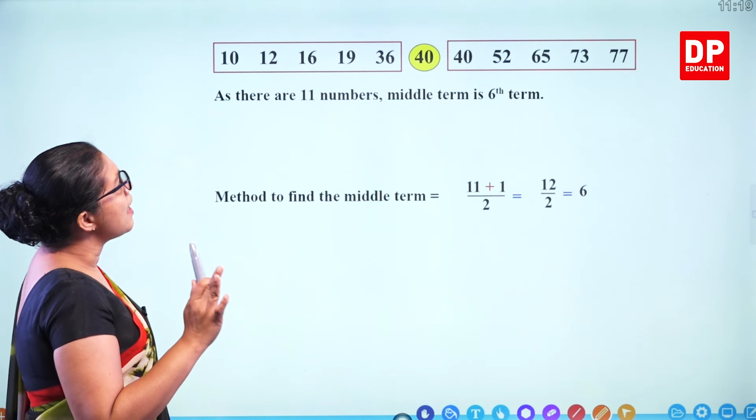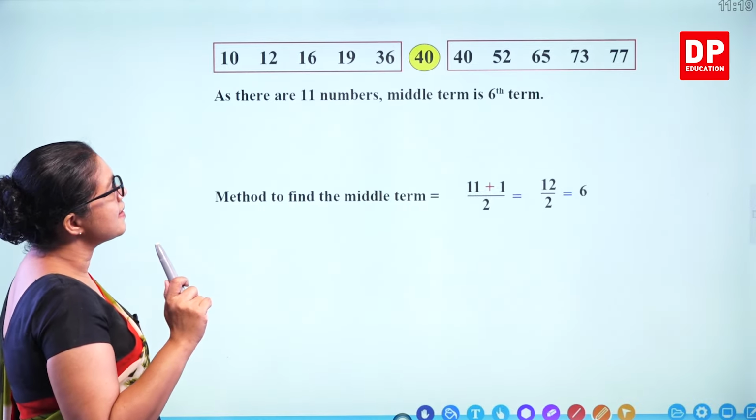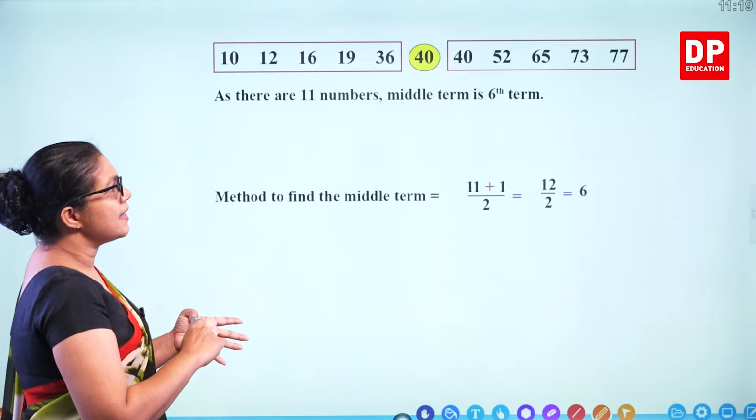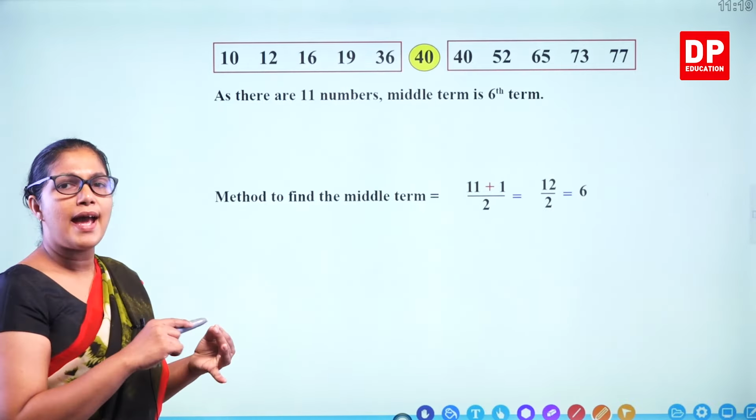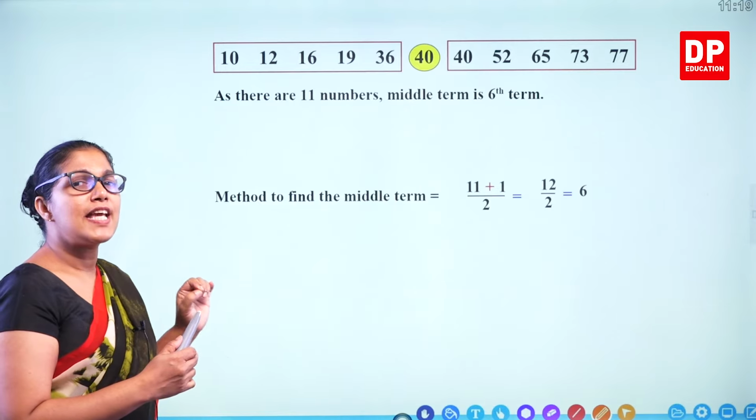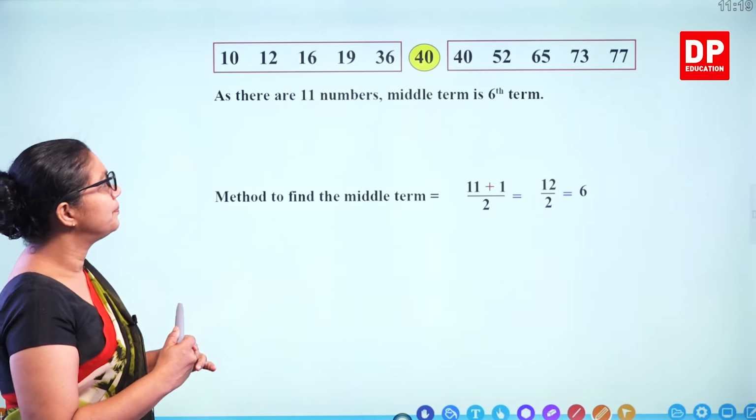As there are 11 numbers, the middle term is the 6th. The method to find the middle term is to take the number, add 1 and divide by 2. So 12 divided by 2, you get 6. That means we take the 6th number.